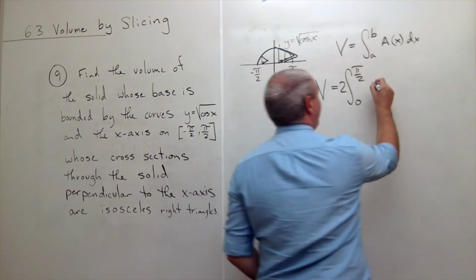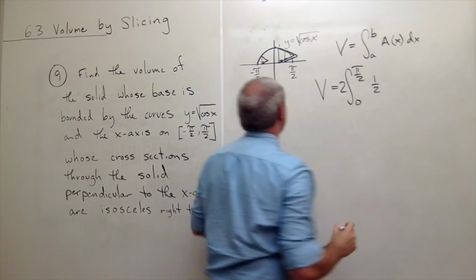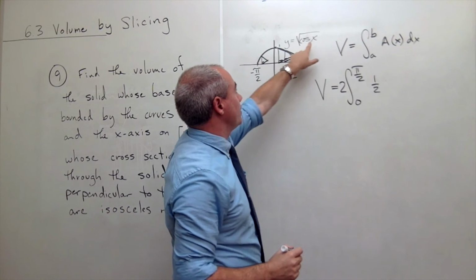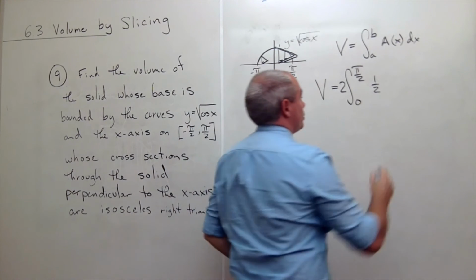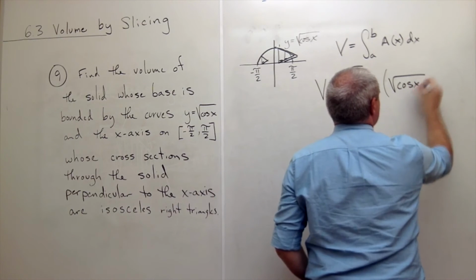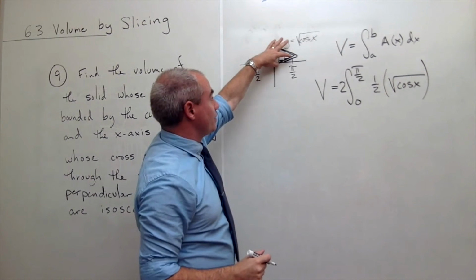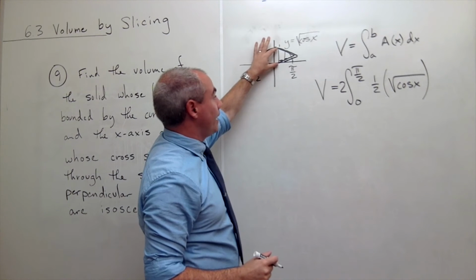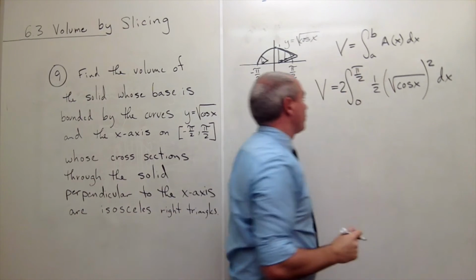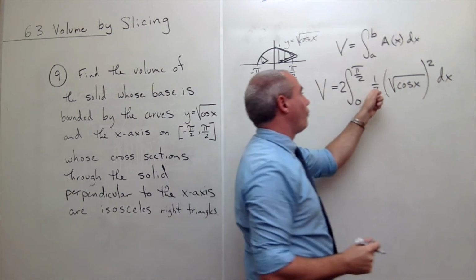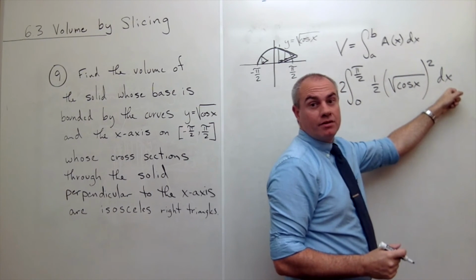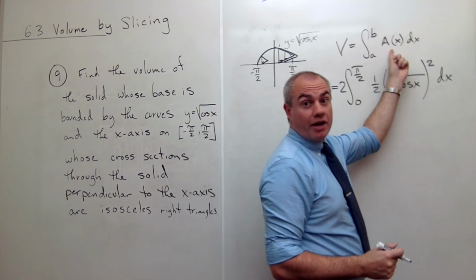So it's 1/2 the base, which is the height of that triangle, but the height of that triangle is just the functional value. So it's just times the square root of cosine of x times the height, but that's the same as the length. So I can just square this dx. In other words, it's 2 times the integral of 1/2 the base times the height dx. So it's just a cross-sectional area.